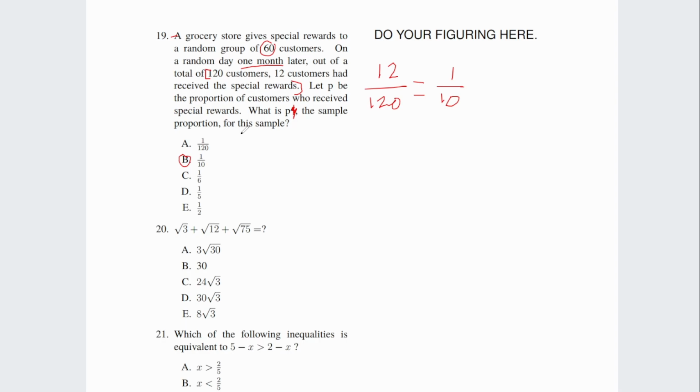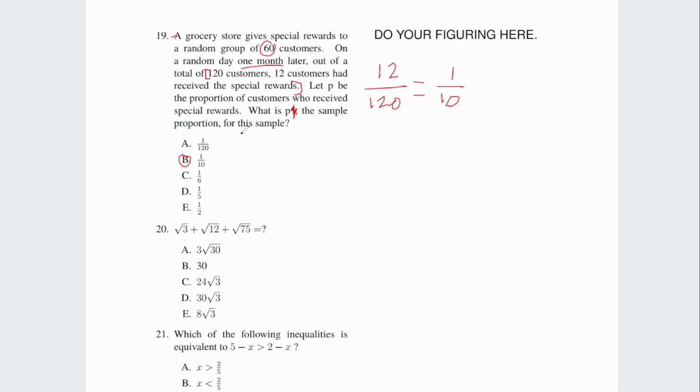So this could have been a really daunting question for a lot of you if you don't know what a sample proportion is and if you don't know what part of this is important. Because this question throws a lot of junk at you. Basically, there's a lot of stuff here that won't be relevant to answering the question.